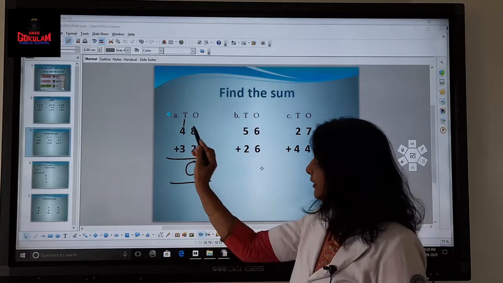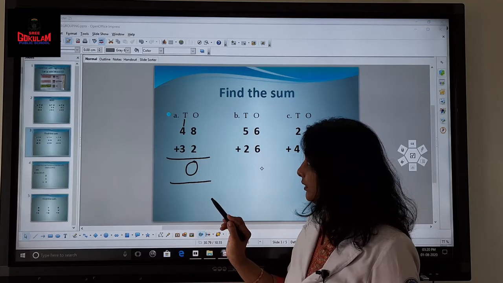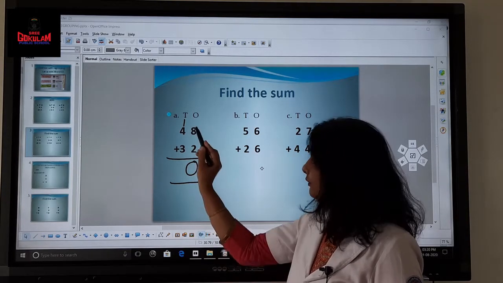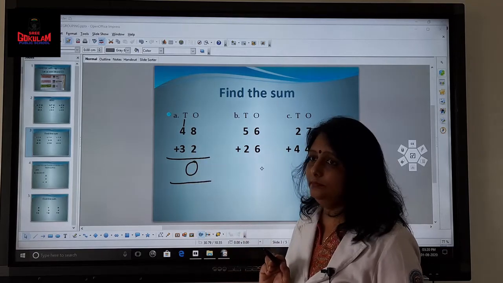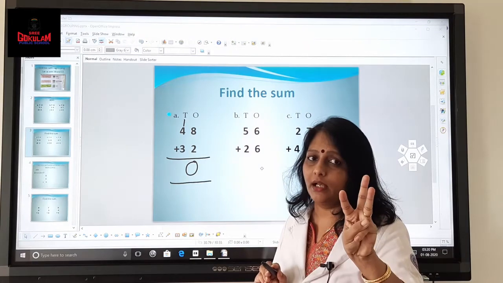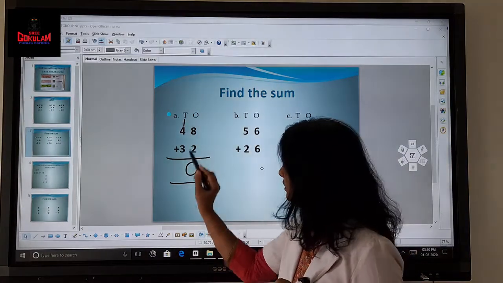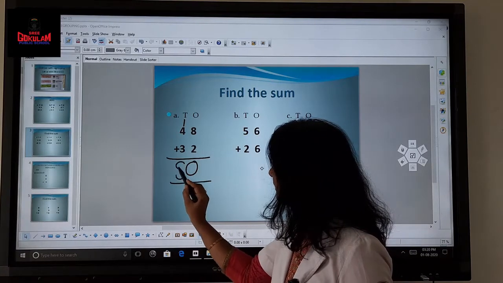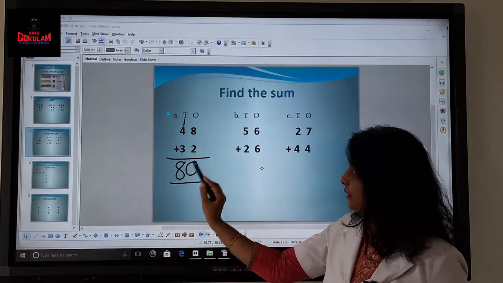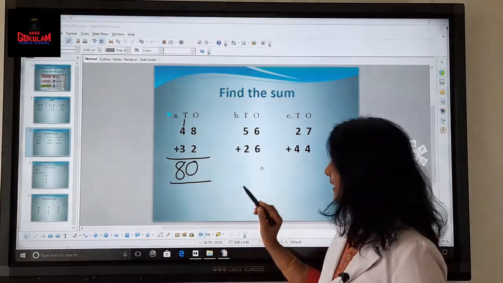place. Now, 1 plus 4. What is 1 plus 4? Or 4 plus 1? 5. 5 plus 3. 5 in your mind, 3 on your fingers. After 5, 6, 7, 8. So, 8. This is the answer. 48 plus 32 will give you 80. Let us add next one.